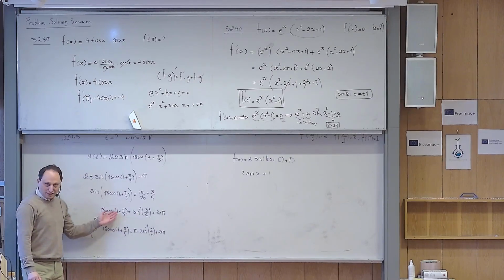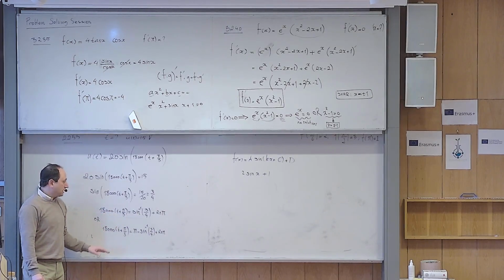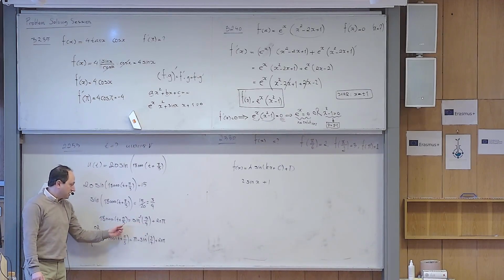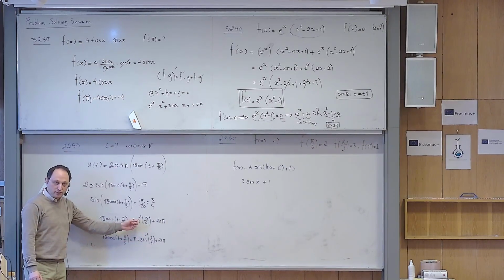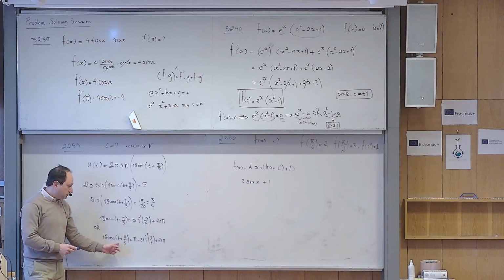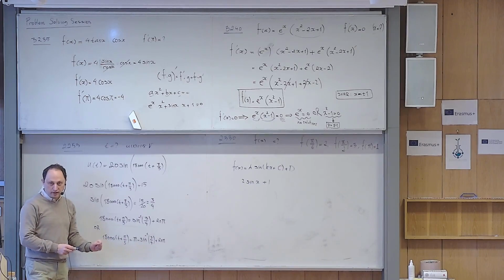Of course, this really needs a calculator, because then I need to divide by 18,000 and move pi over 3 there. I get one group of solutions from there, and then I will do the same thing here. I get another group of solutions there.